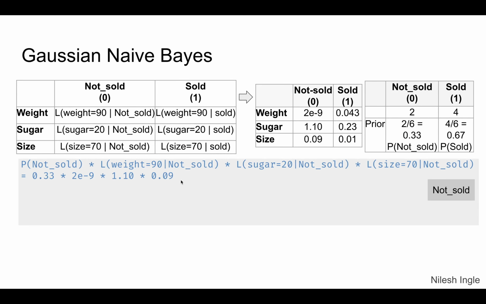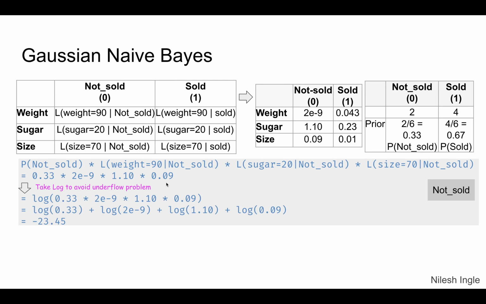Now we are going to calculate, if you remember the right hand side equation of the Gaussian Naive Bayes that we looked at earlier, the likelihood here. So prior multiplied by likelihood for the weight is 90 given class is not sold, and all this for sugar and size for class not sold. We are plugging in these values: 0.33, then 2e to the power minus 9, 1.10, 0.09.